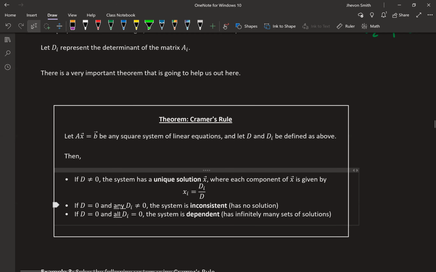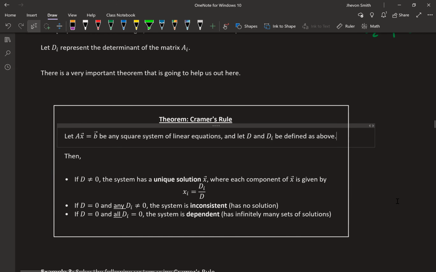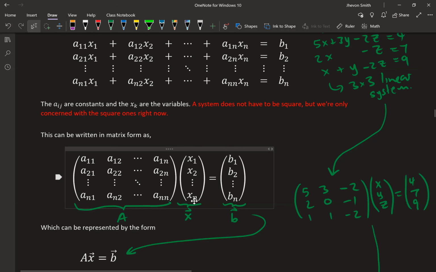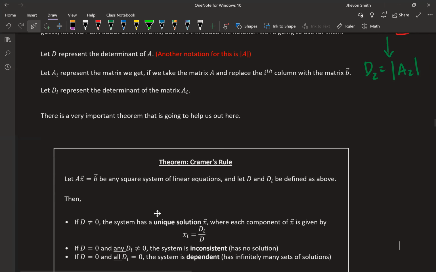If your D is equal to 0 and one of the D_i's is not 0, then the system is inconsistent, meaning it has no solution. There is no vector x that will solve it. If my D is 0 and all the other D_i's are also 0, then the system is dependent. Dependent basically means there are an infinite number of solutions. There will be an infinite number of vectors x, right? There'll be an infinite number of sets of x1s through xn's that will solve this system. And Cramer's rule tells you about all these scenarios.